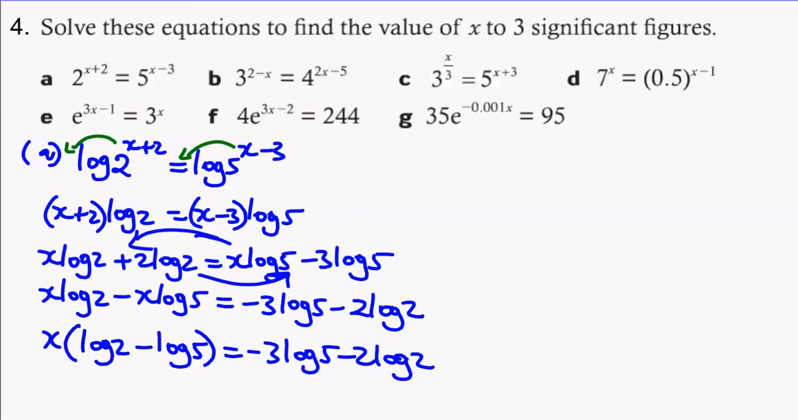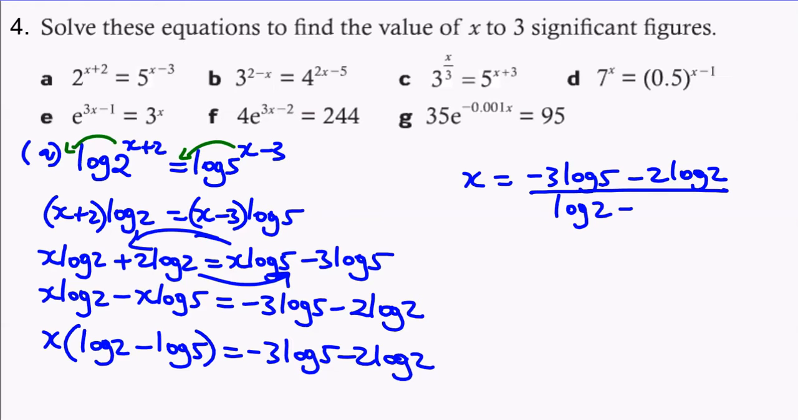So x will be equal to negative 3 log 5 minus 2 log 2 over log 2 minus log 5. If you plug this in your calculator, you should be able to get 6.78.